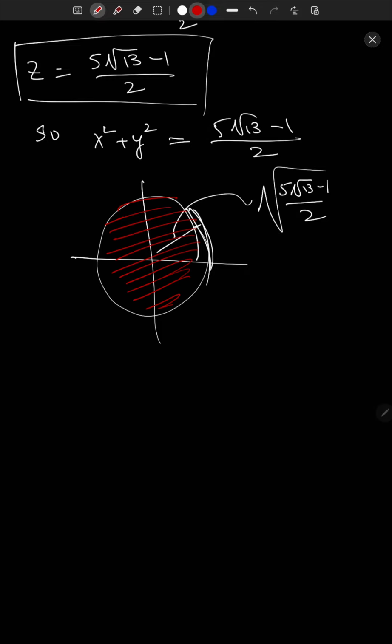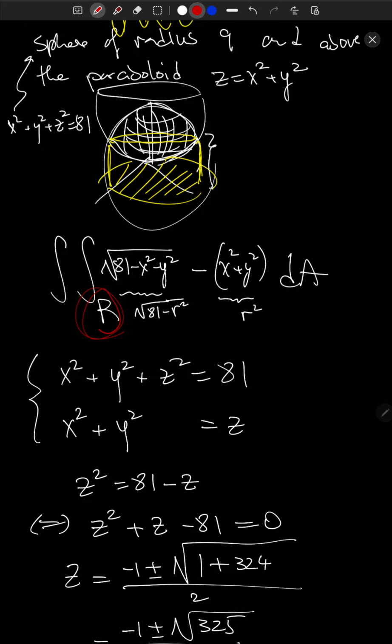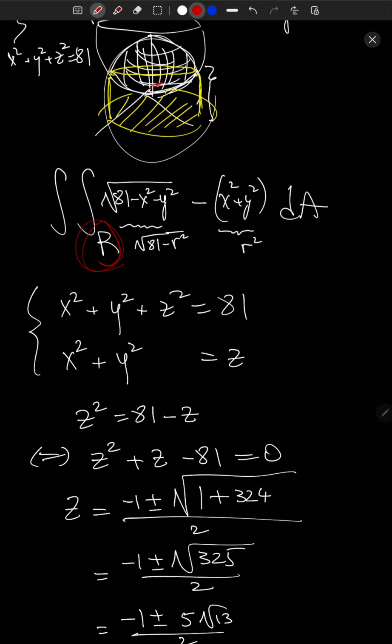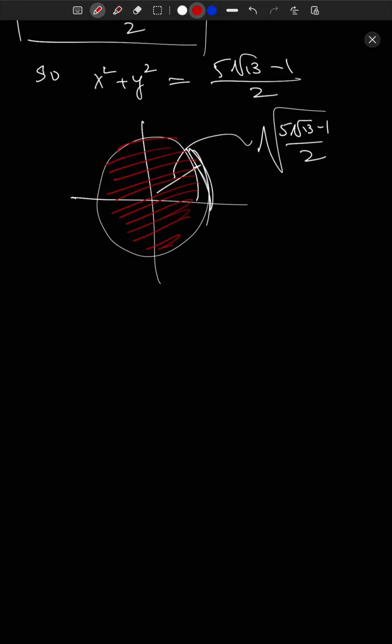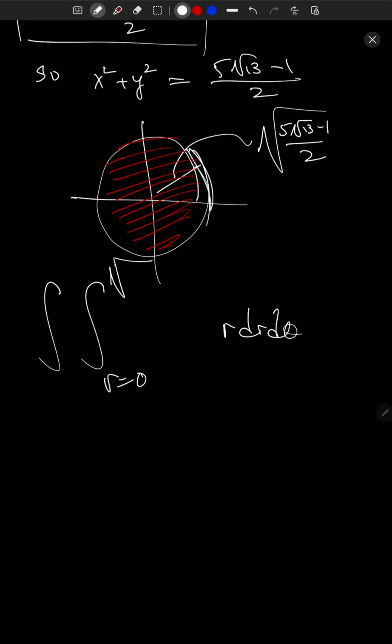That's the shadow created by the sun shining from above on the object that we're integrating, that we're trying to find a volume of. All right, so we're all set. We can easily see that the integral is going to be in terms of r dr d theta. It's going to be r equals 0 to r equals that radius, 5 root 13 minus 1 over 2. Looks terrible, but it's just a number. And then theta, we're doing the entire circle, so theta equals 0 to 2 pi.